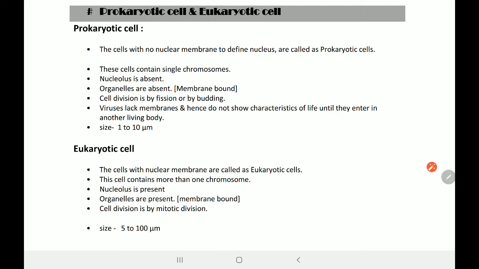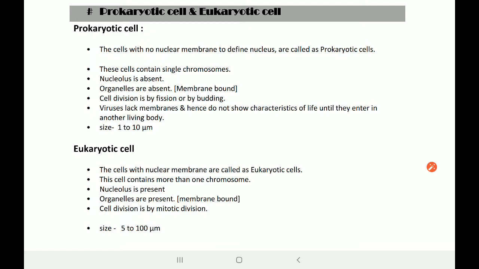Prokaryotic cell, let us first of all know. Prokaryotic cell is like a coronavirus. What we are looking at just now, a coronavirus, it is a prokaryotic cell. Now, what exactly are prokaryotic cells? Viruses are prokaryotic cells. Some bacteria are prokaryotic cells. These are not developed.